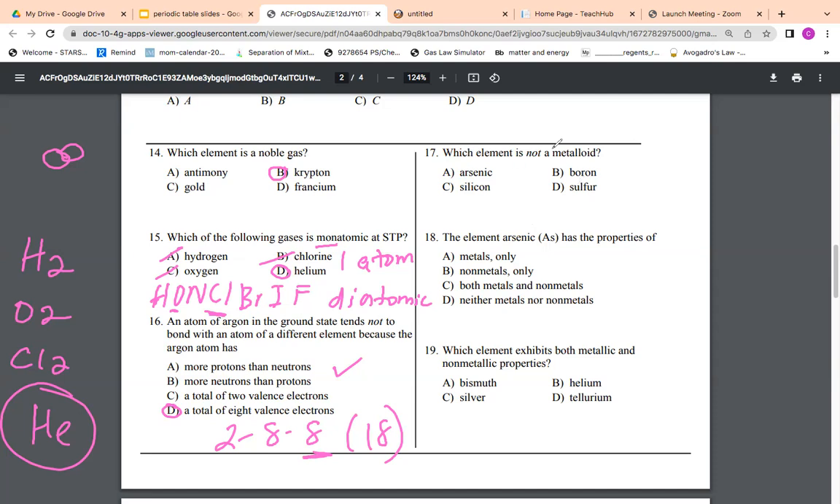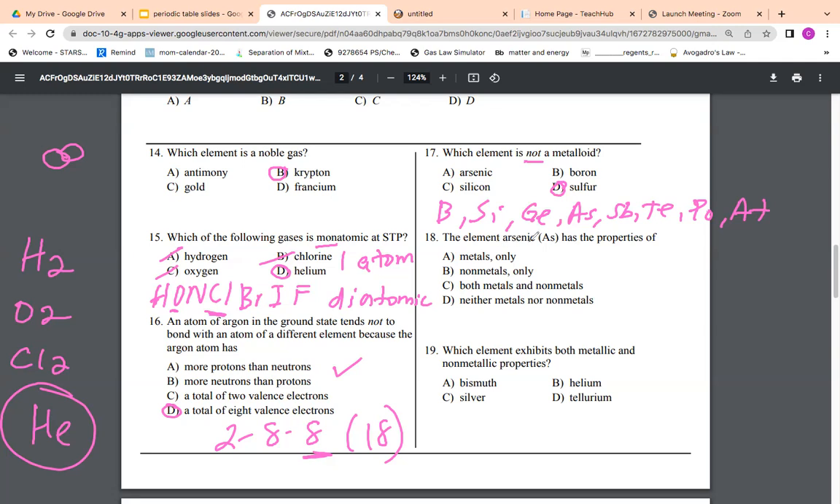All right, number 17. Which element is not a metalloid? Again, this is just a matter of knowing which ones are metalloids. And I know that my metalloids are boron. Looking at my periodic table, we've also got silicon, germanium, arsenic, antimony, tellurium, polonium, and astatine. So you've got to look for the thing that's not on this list. The only thing that's not on this list is sulfur. Sulfur is a nonmetal, so it's not a metalloid.